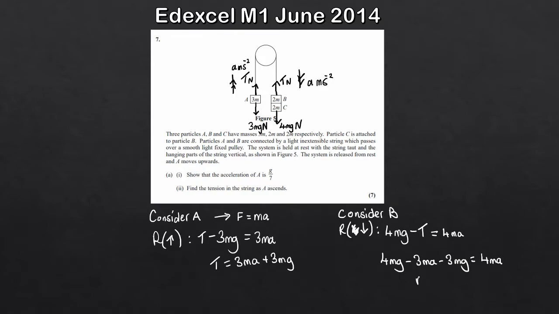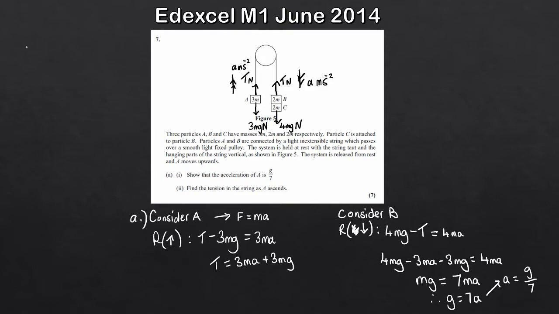So mg is equal to 7ma. Have I missed something? No, that's fine. Then divide through by m, so we get that g is equal to 7a, and in that case a is g divided by 7. Just having that linear equation there for a. So that's the first part, showing that the acceleration of A is g over 7. If we clear that, we can simply work out the tension. In fact, we don't need to clear it. If we do it at the top, we should have enough room. So that was part A.